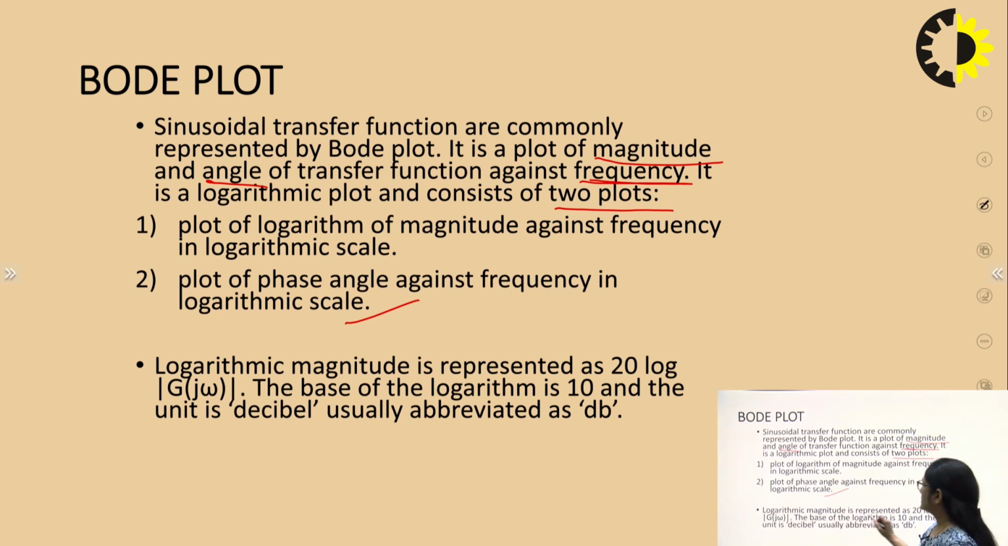Logarithmic magnitude is represented as 20 log |G(jω)|. The base of the logarithm is 10 and the unit is decibels, usually abbreviated as dB.